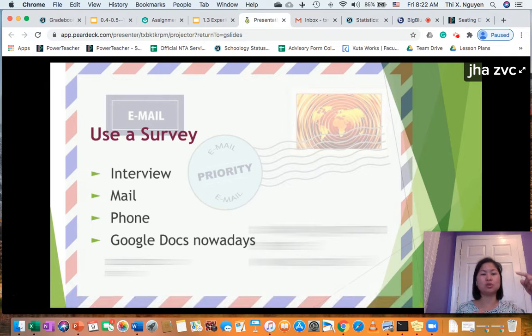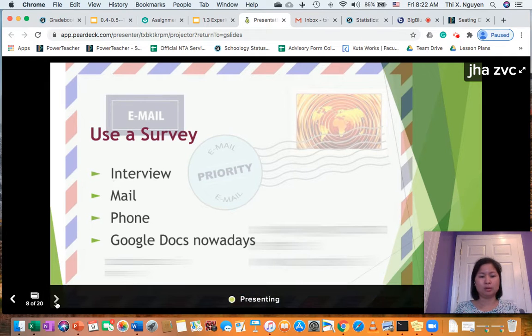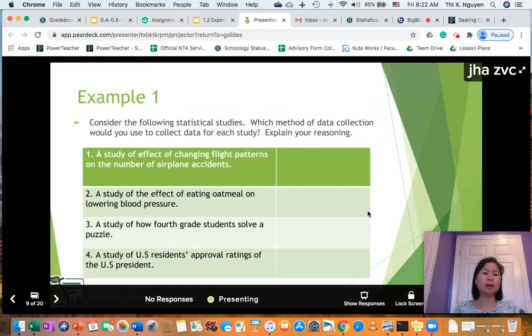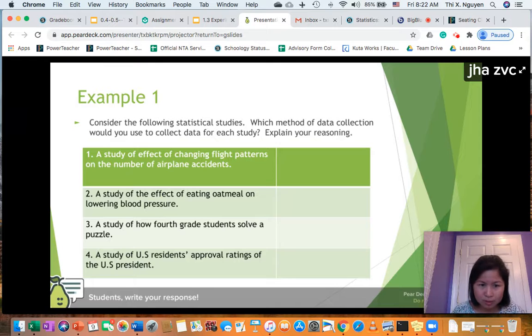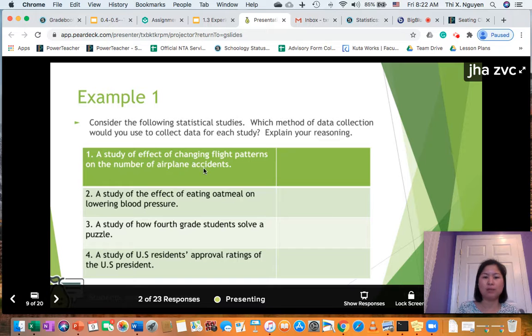So that's the difference between survey and observational. Okay, so let's do some practice. You can put the response. It's for the following: a study of the effects of change in flight patterns on the number of airplane accidents. This is a study of the effect of flight patterns on the number of airplane accidents.